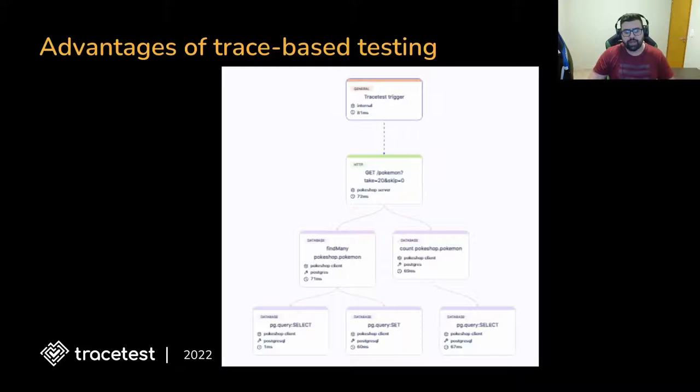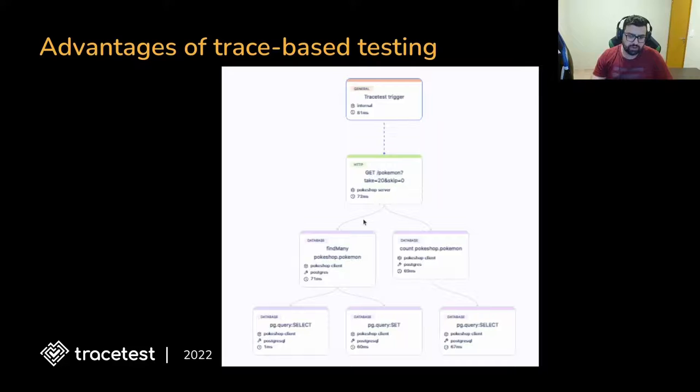Okay, now an example. Take a look at this trace. This is a trace from our demo API. And even though we don't have any context of how it's implemented, you can have an understanding of what's happening based on the trace. So we have the trigger of the trace-based testing. Then we see that we just triggered an HTTP request that is getting the list of Pokemons.